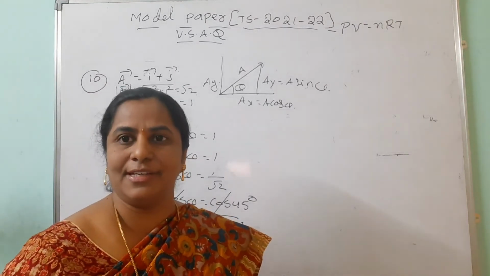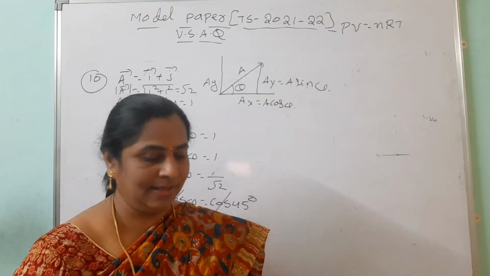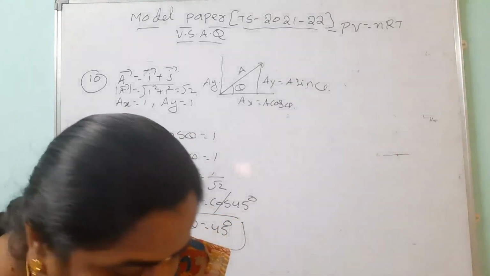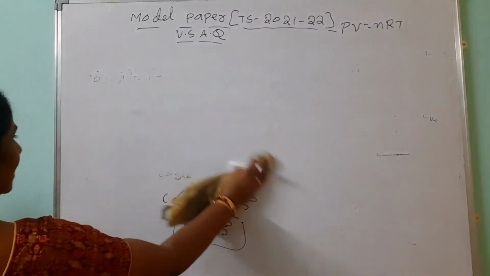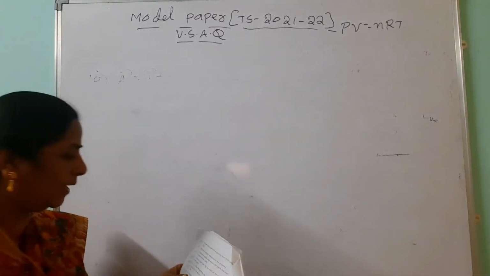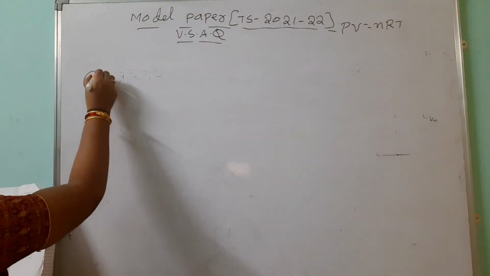There is no choice. But now they are extended to 15 VSAQs from the first session. Then our 11th question also they have given from the motion in a plane chapter only. The question is they have given P bar plus Q bar. We can find out the magnitude of that one.